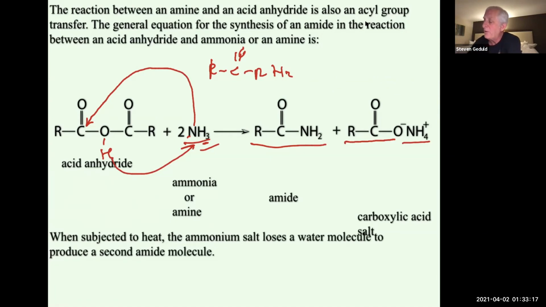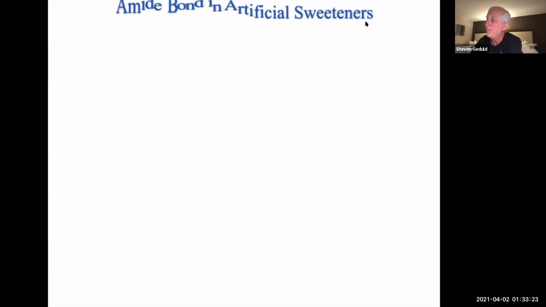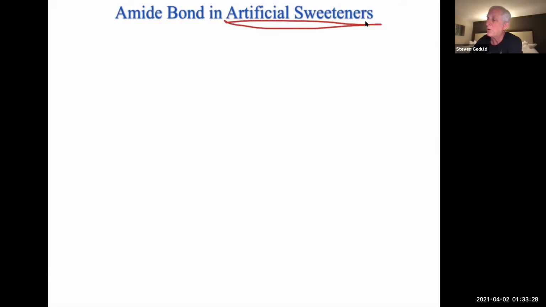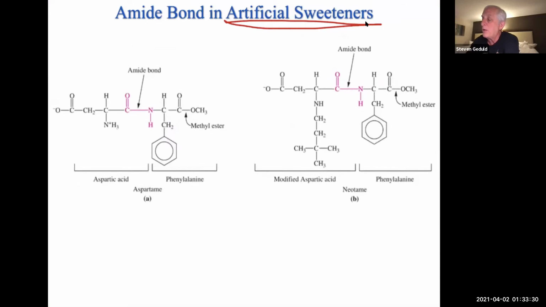So when subject to heat, the ammonium salt loses a water molecule to produce a second amide molecule. Okay. So the amide bond and artificial sweeteners. We're talking about artificial sweeteners a little bit here. If we look at the amide bond, here's your amide bond again, your carbonyl group here, and your NH. This is aspartame.